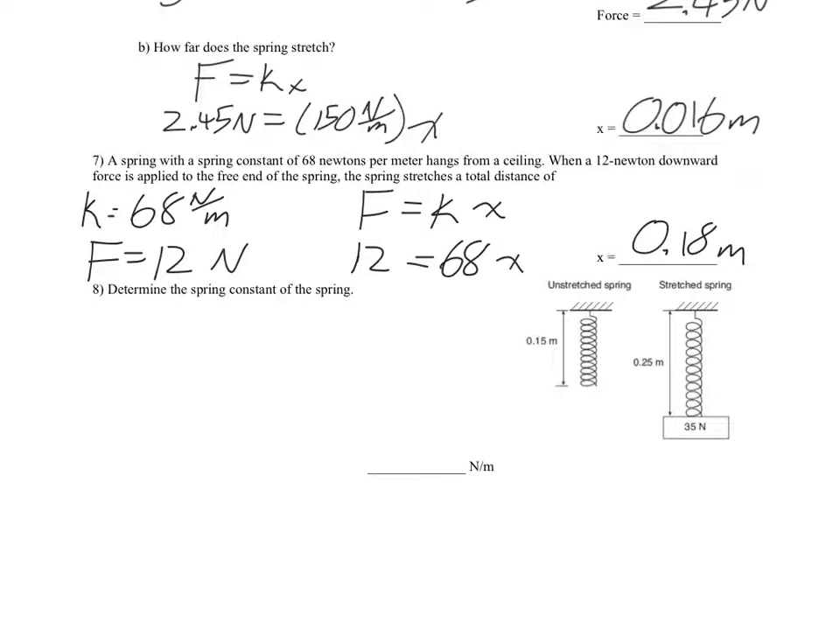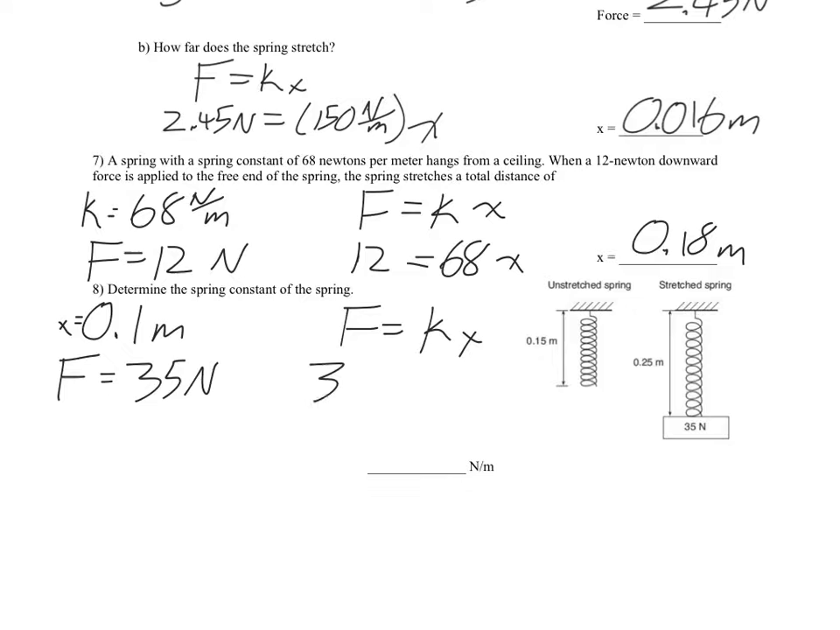For the next one, I like this next one because it doesn't give you much in the wording. You have to look at the picture. So realize here that the x value for this one is 0.1 meters, okay, because that's how far the spring stretched. The force pulling on the spring is 35 newtons. So using F equals kx, the force is 35 newtons, k is our unknown, and x is 0.1 meters. So we have 350 newtons per meter.